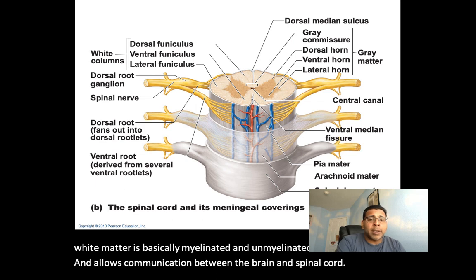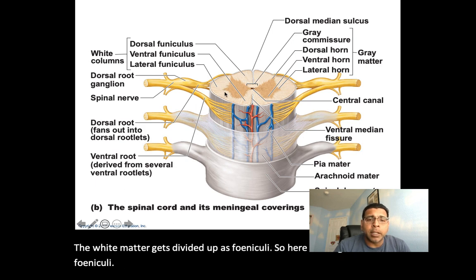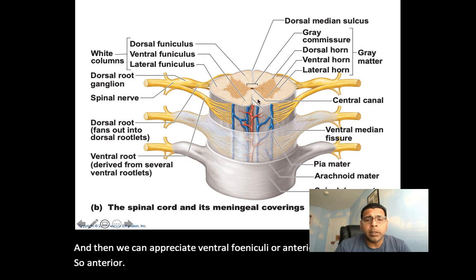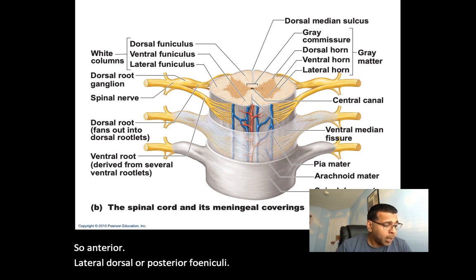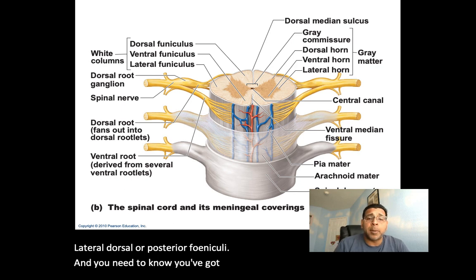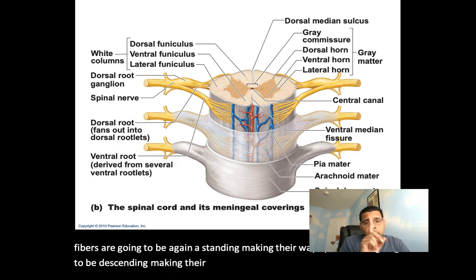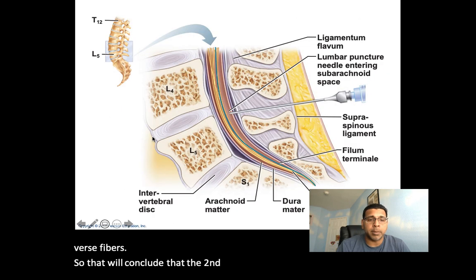The white matter gets divided up as funiculi. So here we've got first dorsal funiculi, lateral funiculi, and then we can appreciate ventral funiculi or anterior funiculi. And you need to know you've got various types of fibers. Some are going to be ascending, making their way up. Some are going to be descending, making their way down, while others are going to be transverse fibers. So that will conclude then the second half of the central nervous system.